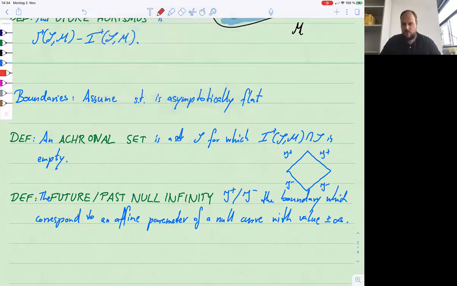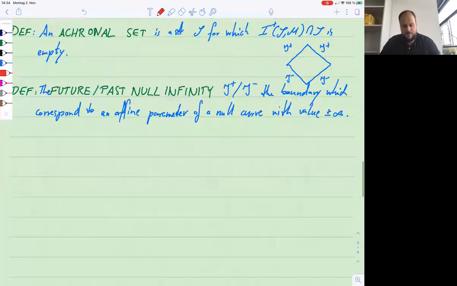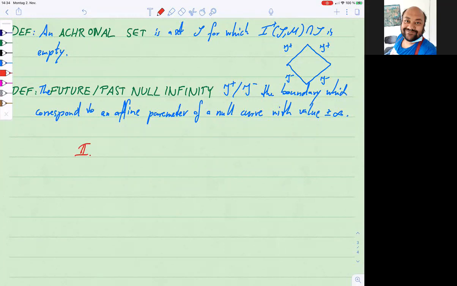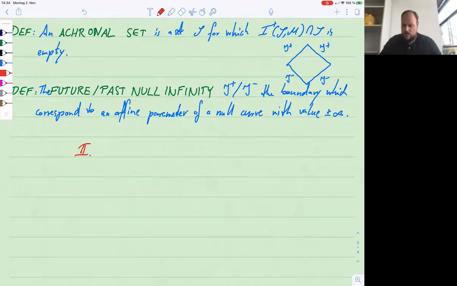Are there questions so far? So this structure is basically called the causal diamond or something like that? Yes, that is the causal diamond, exactly.